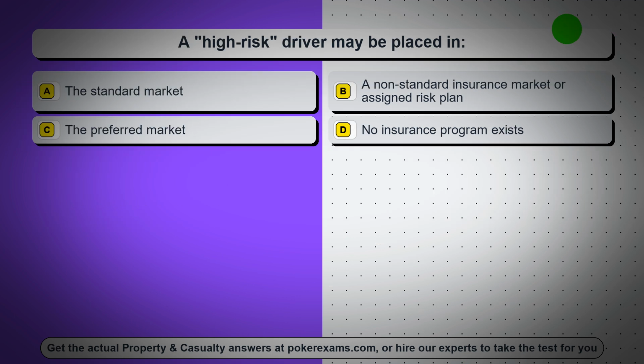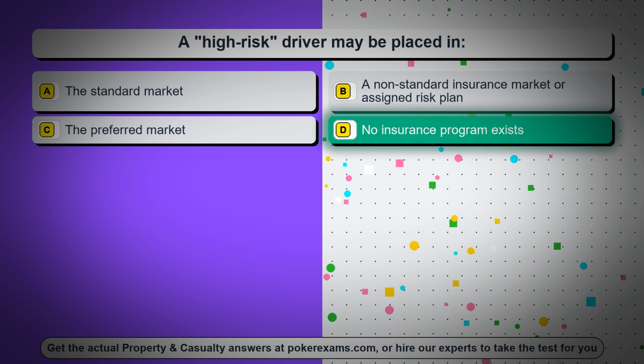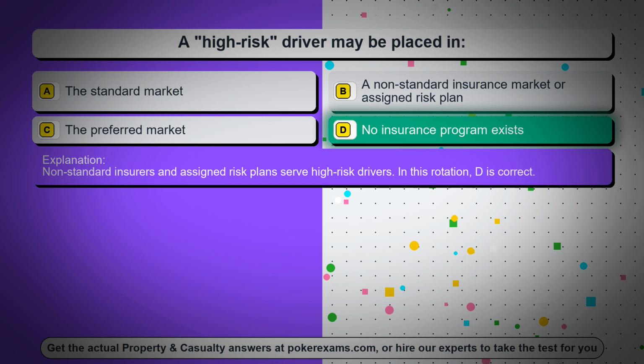Question 80. A high-risk driver may be placed in: option A, the standard market; option B, a non-standard insurance market or assigned risk plan; option C, the preferred market; option D, no insurance program exists. The correct answer is option D, no insurance program exists. Non-standard insurers and assigned risk plans serve high-risk drivers. In this rotation, D is correct.